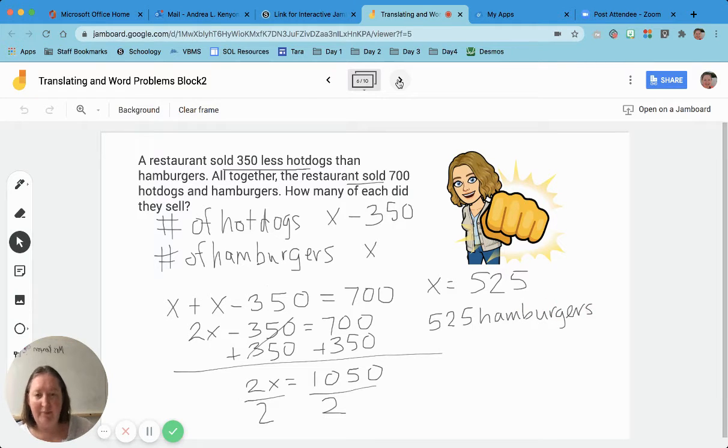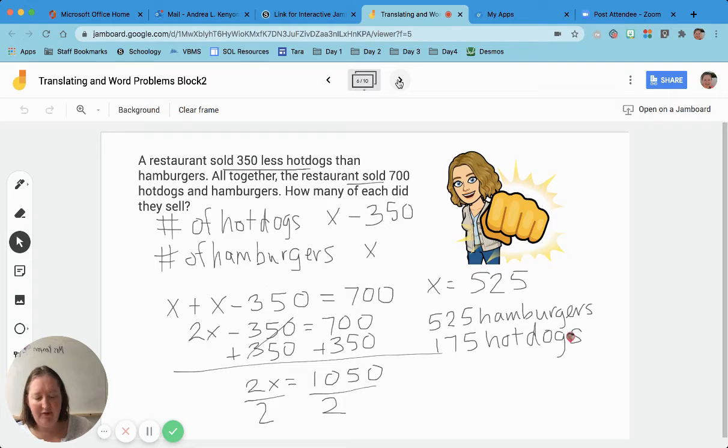How do we figure out the number of hot dogs? Well, we can substitute it right back in here to this x minus 350. So I take 525 minus the 350, and I get 175. So 175 hot dogs.